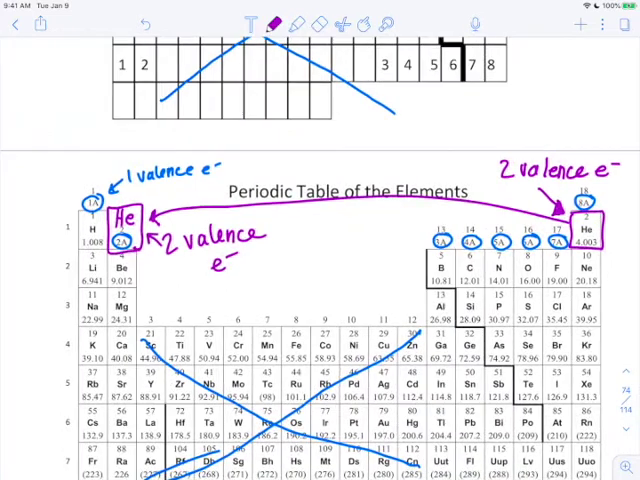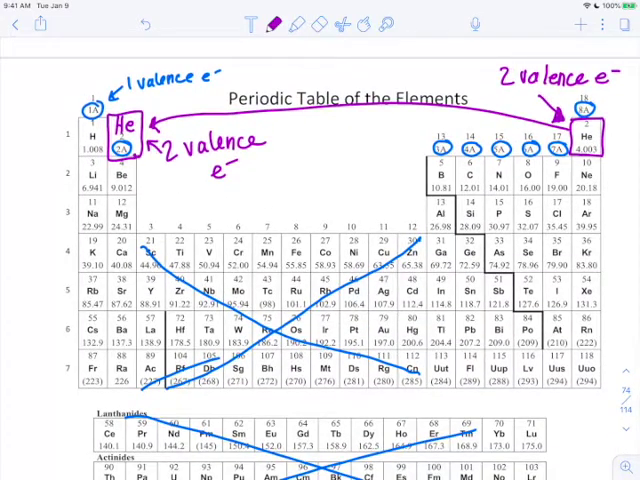All right. So these again are the outer electrons that we use in order to do all of the chemistry. So any questions on counting valence electrons?